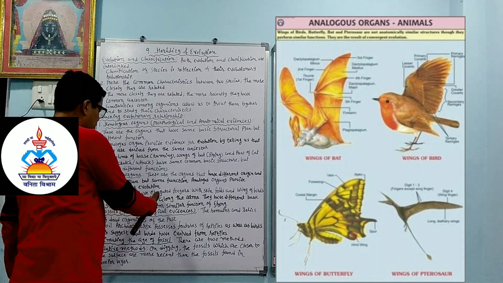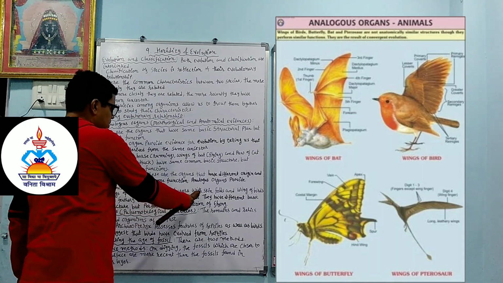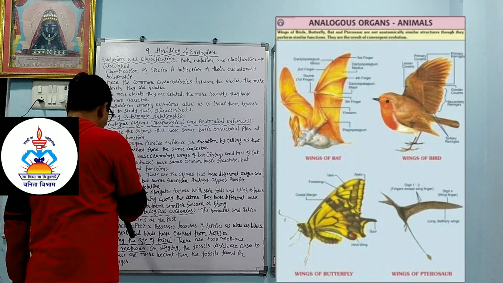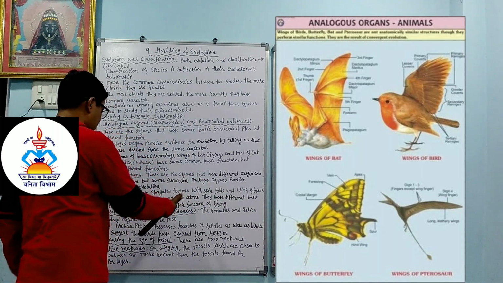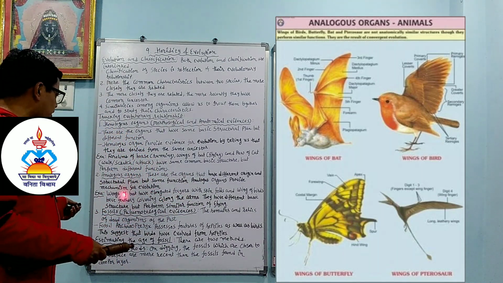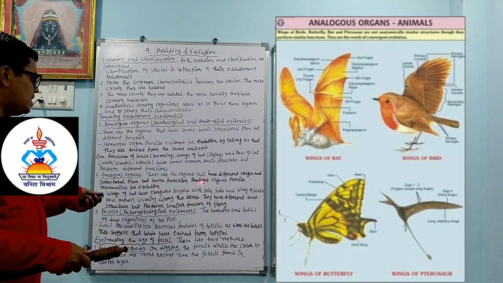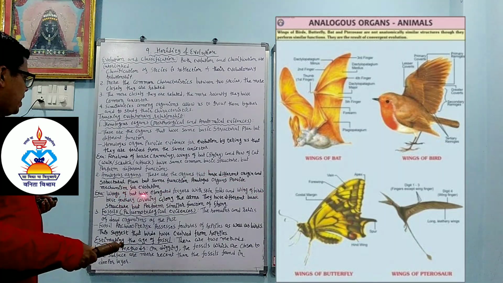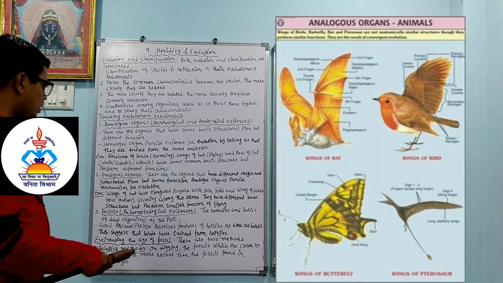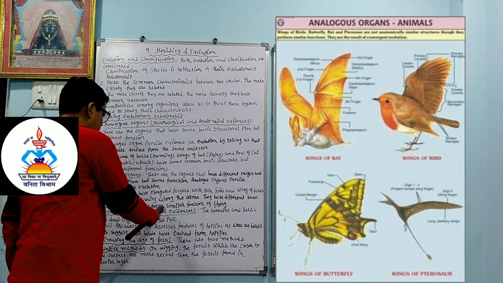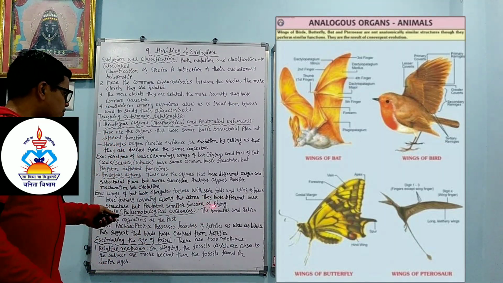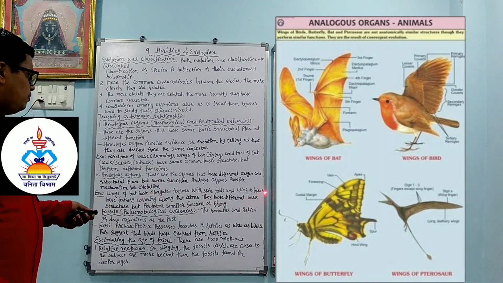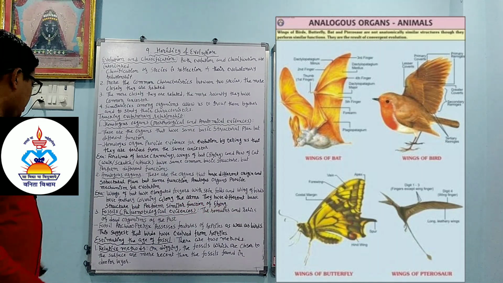Example: wings of a bat have elongated fingers with skin folds, and wings of birds have a feathery covering along the arms. Wings of birds and wings of bats are different in basic structure, but their function is the same. They perform the similar function of flying.